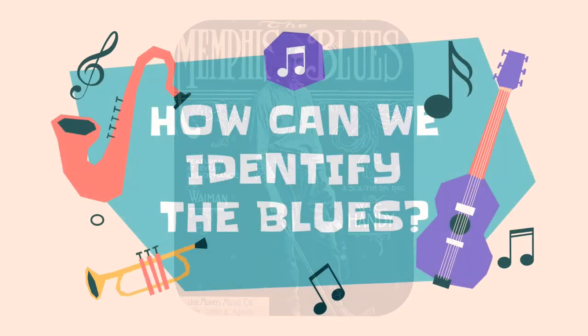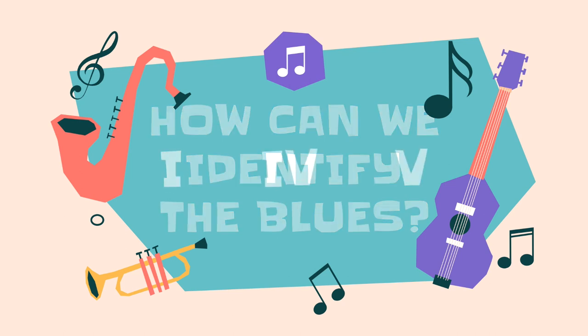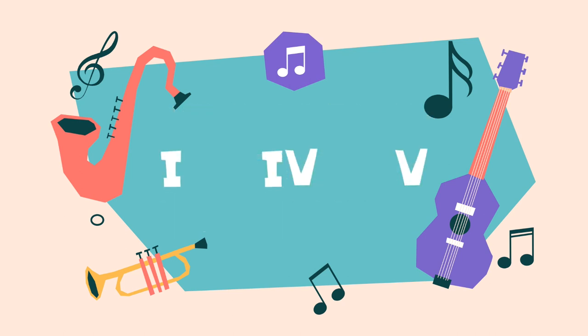So, what makes the blues the blues? How can we identify it? Well, as mentioned before, call and response is a big feature. Many blueses will have this element somewhere in their form. Another feature is using chords 1, 4, and 5, often in a 12-bar sequence. This is what I would say is the most identifiable element of the blues, as it serves as a platform to tell the story of the song.